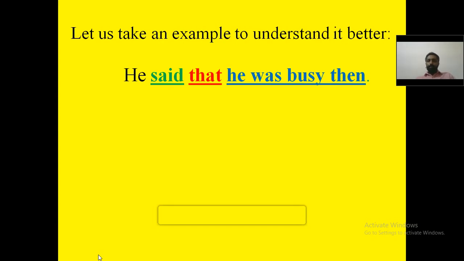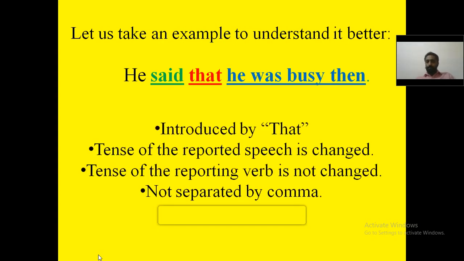He said that he was busy then. See, a particular indirect speech is introduced by the word "that". "He was busy then" is the indirect speech. The tense of the reported speech is changed: "He was busy then."